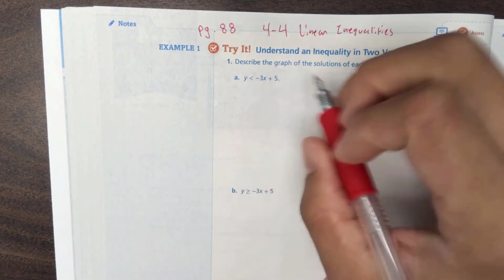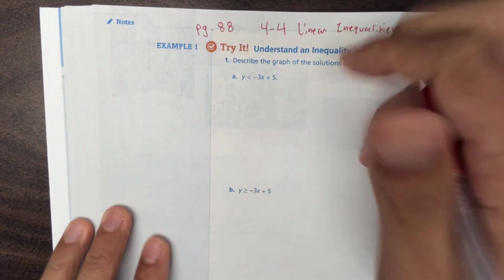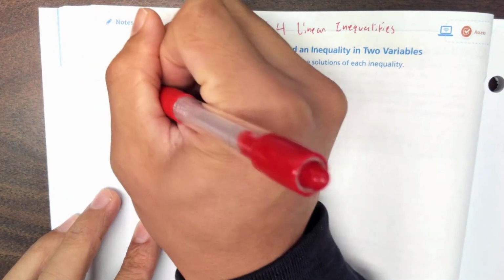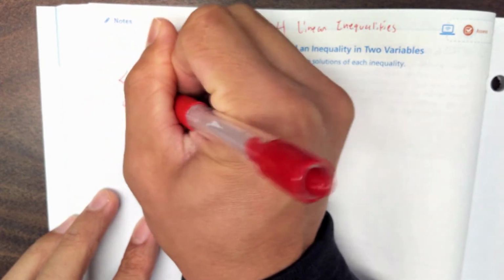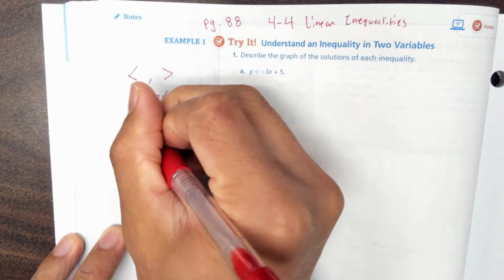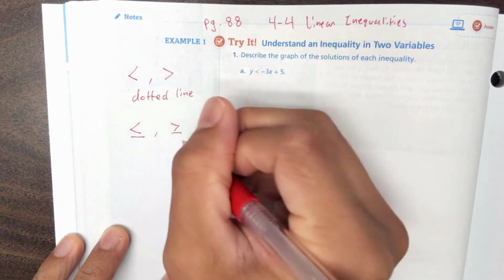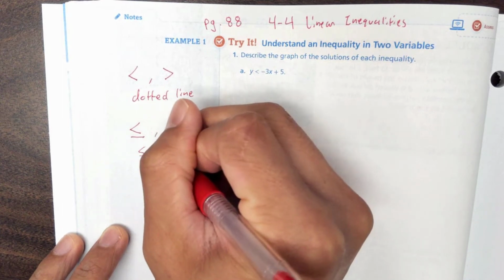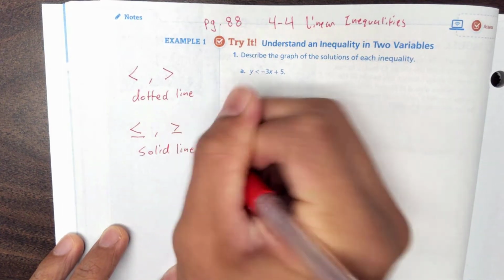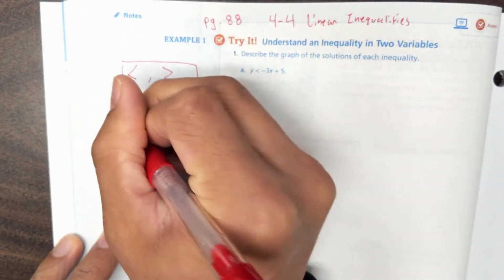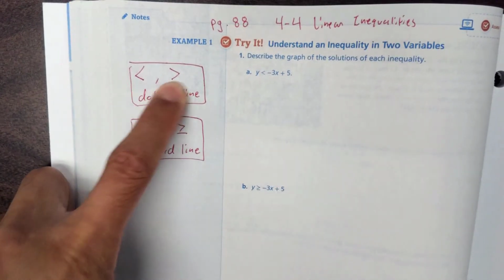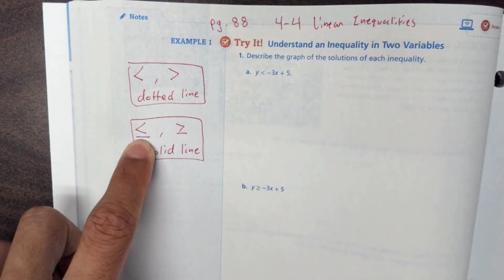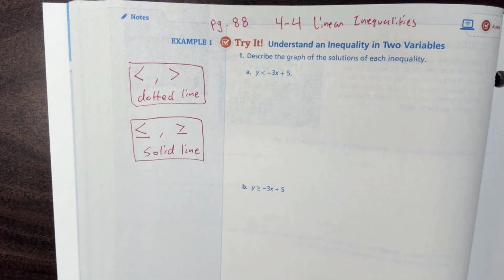So here are some rules that we need to write down on your paper. If they use a less than or greater than sign, it's going to be a dotted line. If they use a less than or equal to or greater than or equal to sign, it'll be a solid line. So we need to know that that and that goes together. A dotted line for these types of inequality signs, and if they include an equal sign, it'll be a solid line.